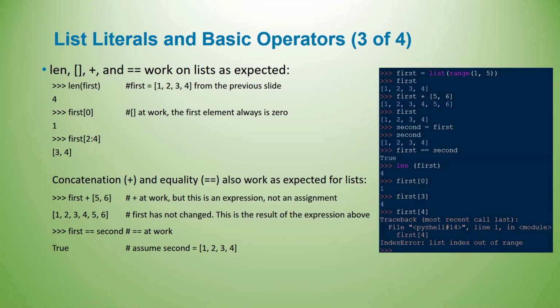Let's look at this one. List literals and basic operators. Okay, so these all work. Len. What is len, everybody? Oh, length. It gives you the length of a list or a string. And this is called the subscript operator, if you remember, right? Okay, and this is called the concatenation operator when it's used with a string. And this is the equality operator. This is different from this.